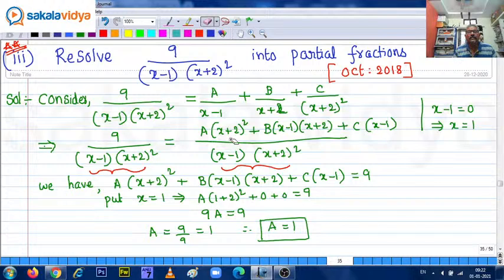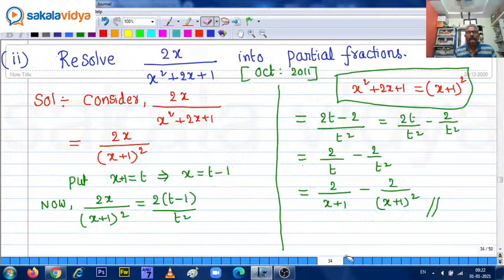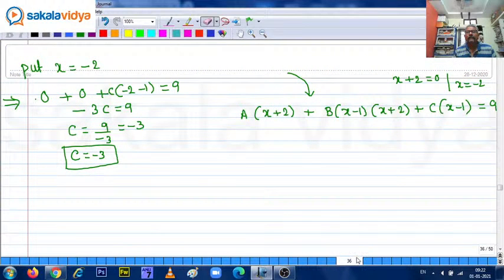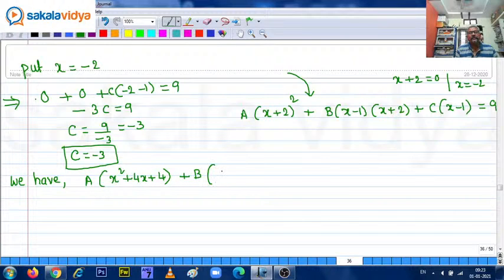Yes, a times x plus 2 whole square, that we have forgotten. A times x plus 2 whole square. Here, x plus 2 whole square. Now we have a times x plus 2 whole square, which means x square plus 4x plus 4, plus b times x minus 1 into x plus 2 is x square plus x minus 2. You can check it. Plus cx minus c equals 9.